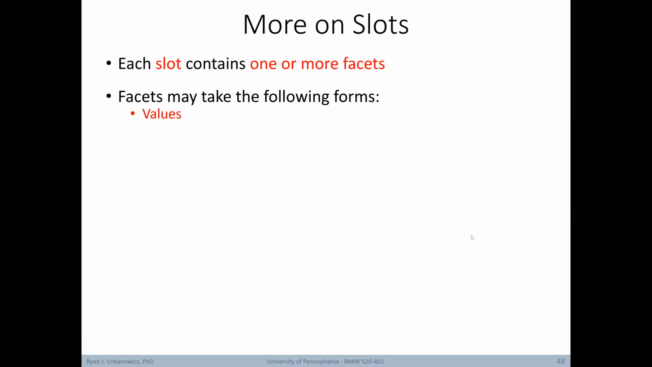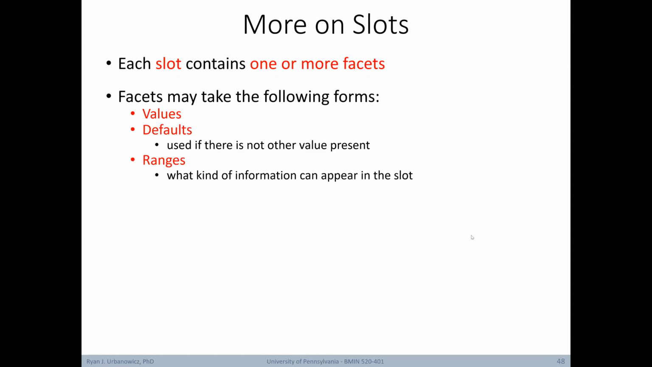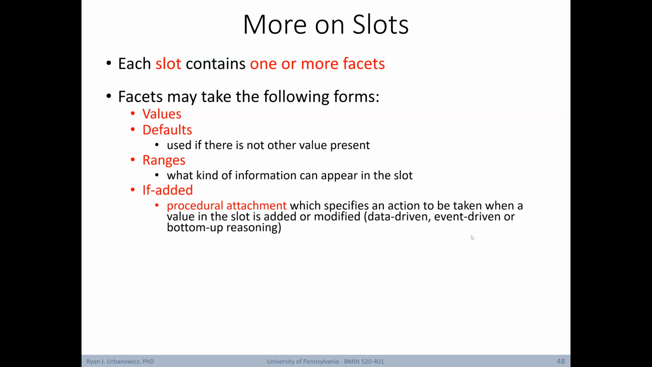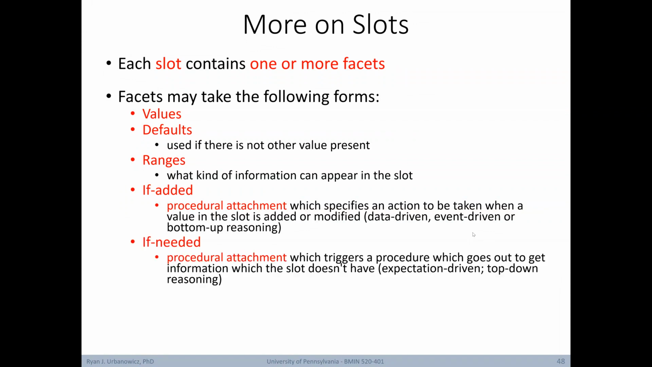Further, it's useful to know that slots in a frame can contain one or more facets. Facets can take on the following forms, including values, default values, ranges, in other words, what kinds of information can appear in that slot. If added specifies an action to be taken when a value in the slot is added or modified. This allows data-driven, event-driven, or bottom-up reasoning.